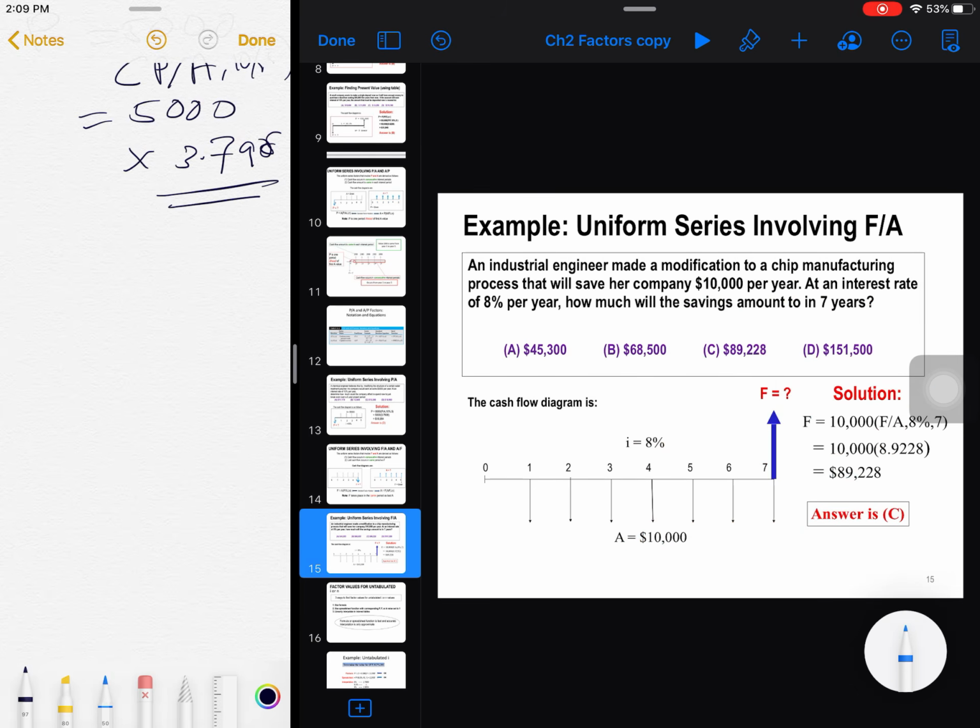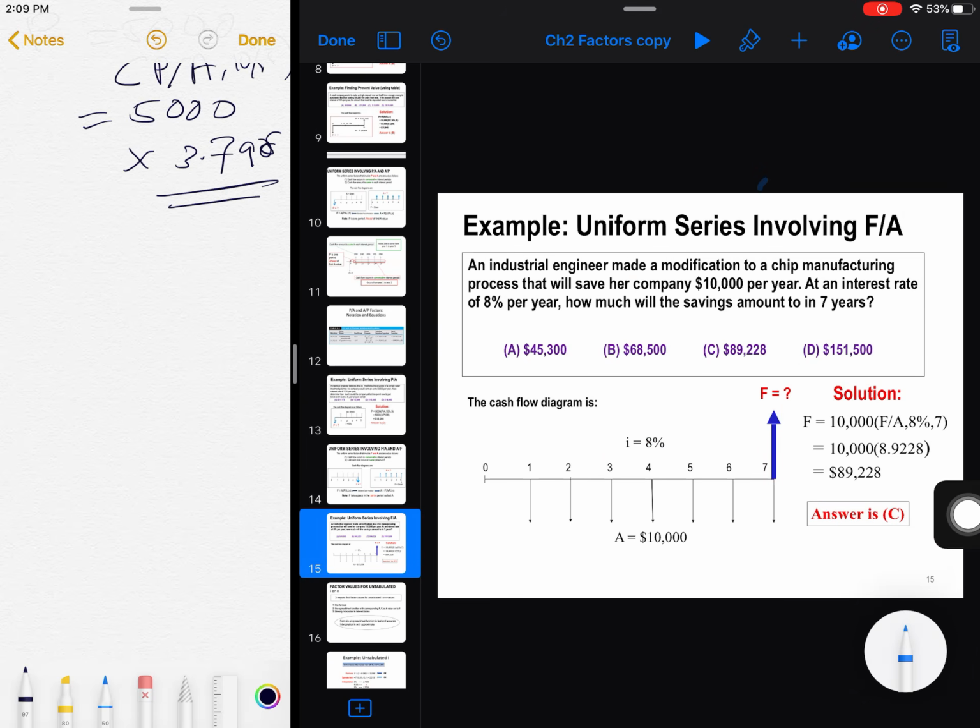So how do we solve this? Example, uniform series involving F over A. An industrial engineer made a modification to a chip manufacturing process that will save her company $10,000 per year. At an interest rate of 8% per year, how much will the savings amount to in 7 years?